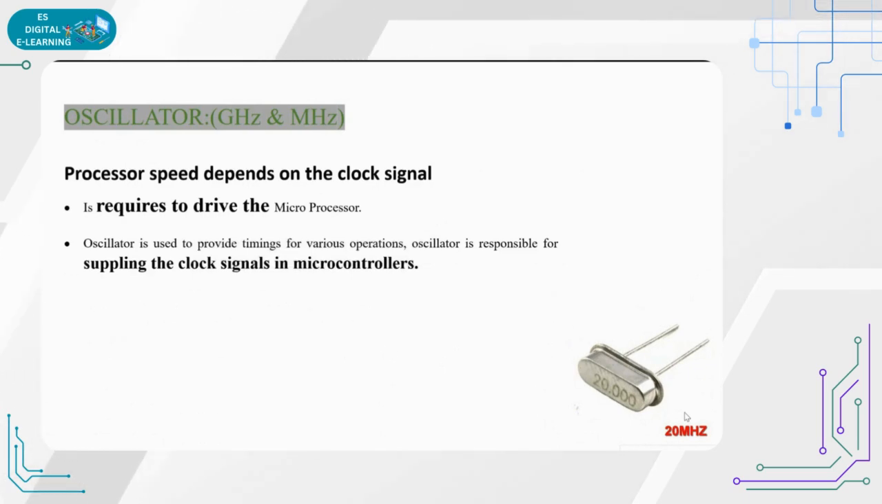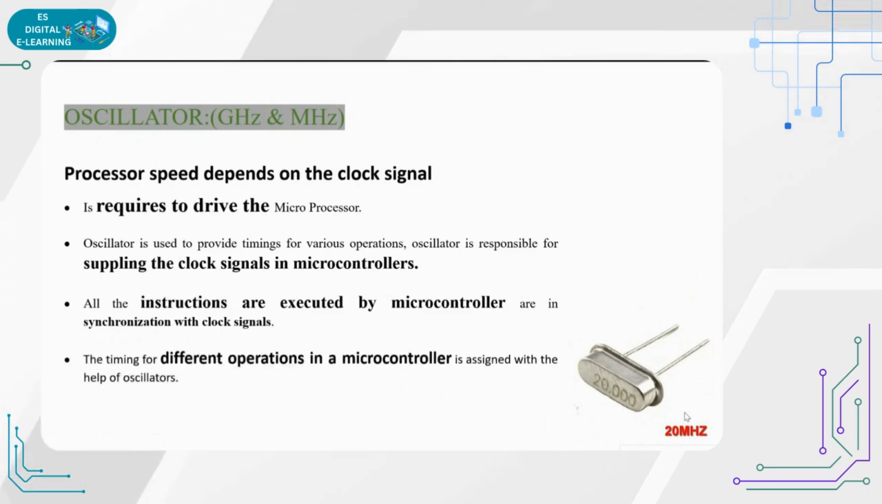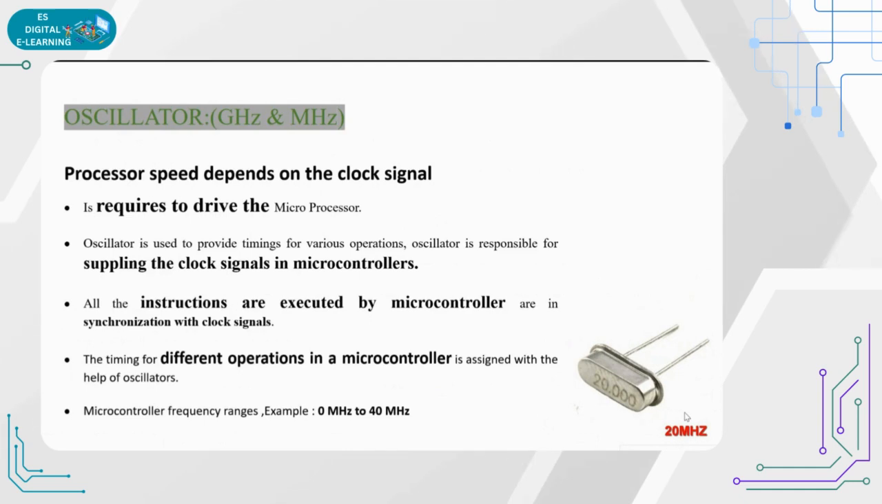The oscillator is used for timing of the various operations. It is essential for supplying the clock signals. What it will do is instruct, based upon the data that we are receiving in the CPU. According to the data, the clock will be decided. Is it clear? The frequency of the oscillator varies from 0 to 40 megahertz.